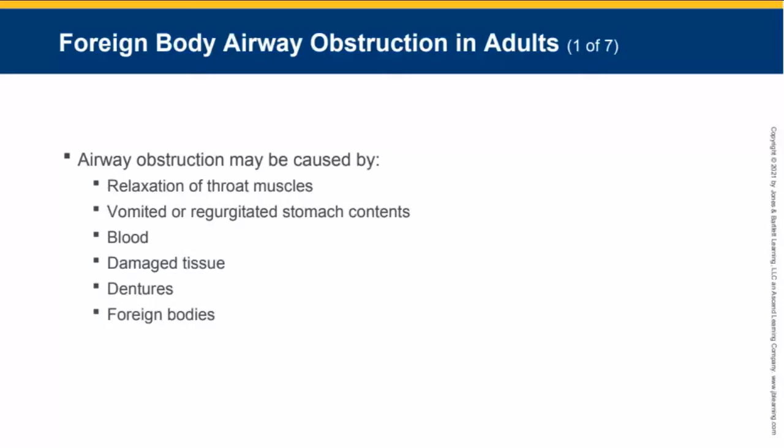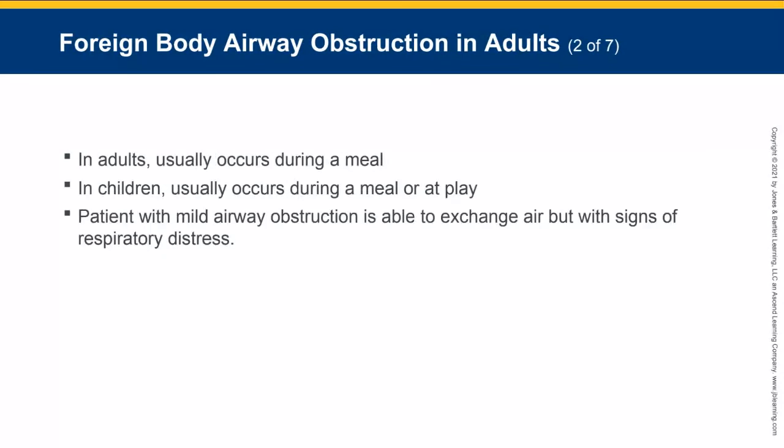Foreign body airway obstruction in adults. Airway obstruction may be caused by relaxation of throat muscles, vomited or regurgitated stomach contents, blood, damaged tissues, dentures, foreign bodies. In adults, it usually occurs during a meal. In children, it usually occurs during a meal or play. A patient with mild airway obstruction is able to exchange air, but with signs of respiratory distress. A patient with severe obstruction will have issues with air exchange.